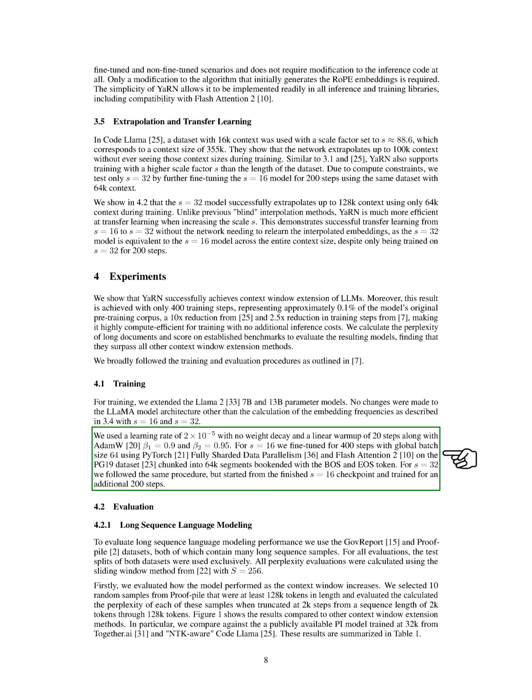Section summary. The authors demonstrate that their model, YaRN, can successfully extrapolate and transfer learning to larger context sizes without the need to relearn interpolated embeddings. They achieve this with a significantly reduced number of training steps, making it computationally efficient. The resulting models outperform other methods in terms of perplexity and benchmark scores for context window extension.